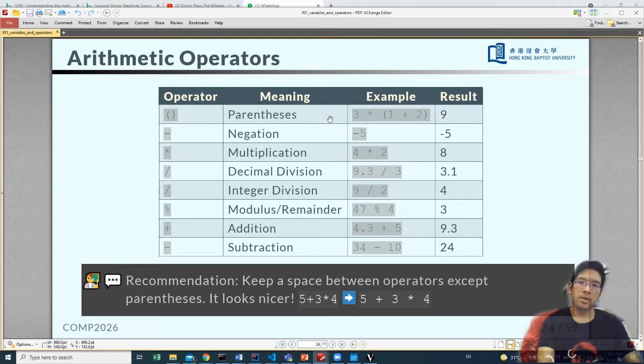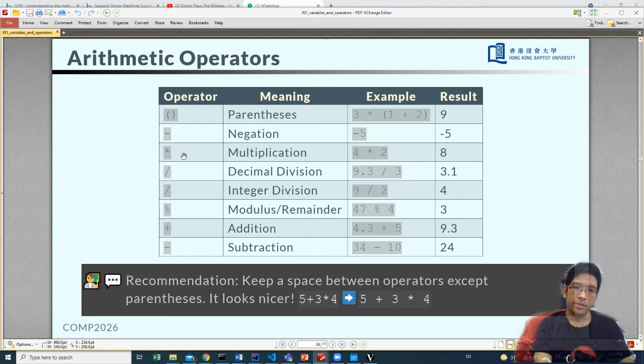Okay, so the other one I want to talk about is the multiplication symbol. Now, in mathematics, perhaps you can write 4 parentheses 2. That will be meaning 4 times 2. But in Java, if you want to do 4 times 2, you must write 4 asterisk 2. Now, this asterisk symbol will be shift 8.